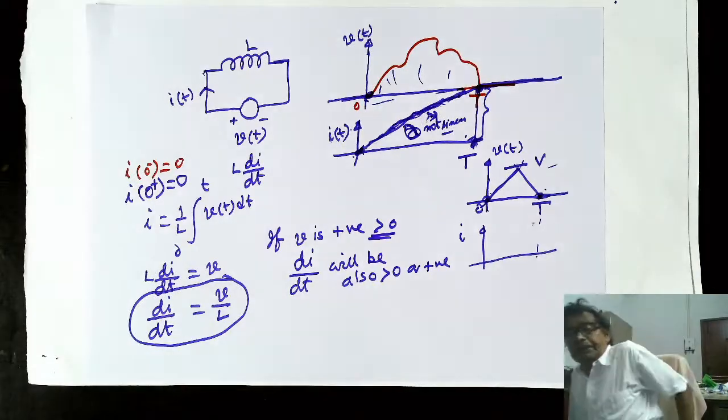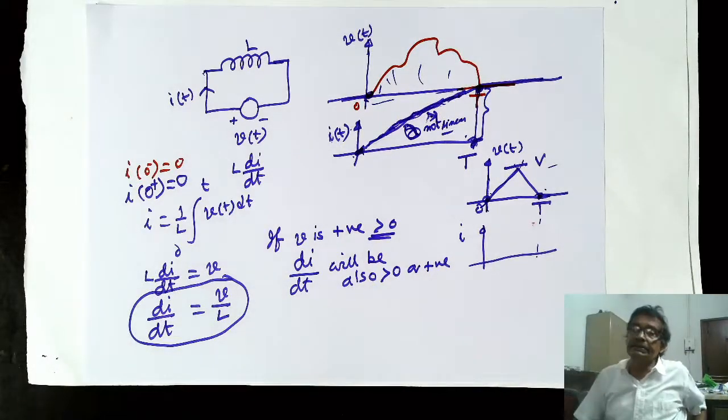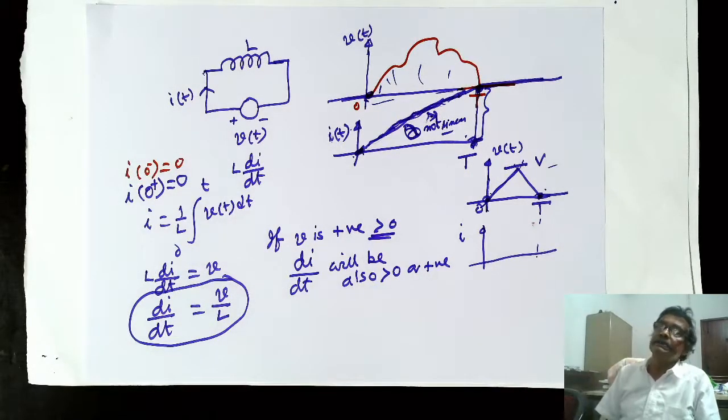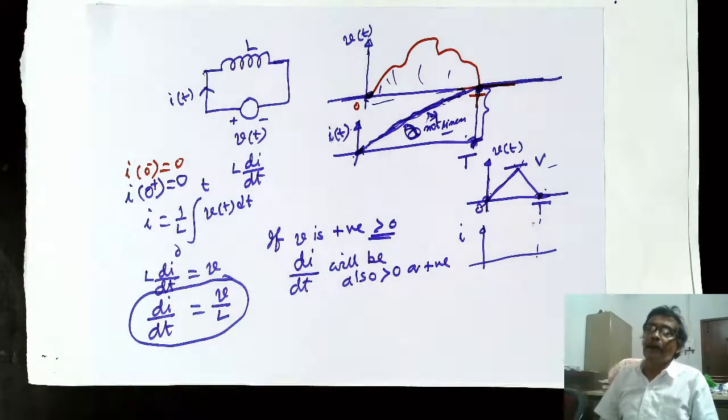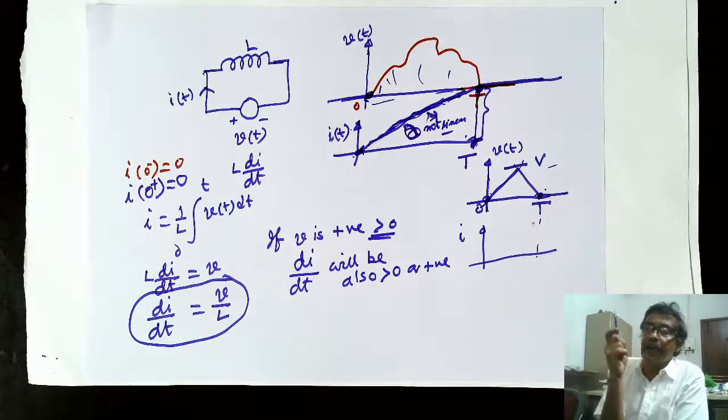So you can establish current in an inductor in this positive direction by applying any kind of voltage.